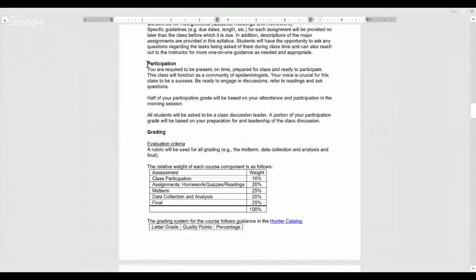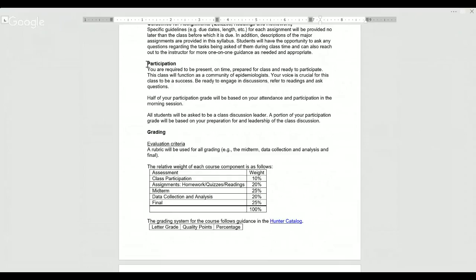In terms of participation, you are required to be present on time, prepared for class, and ready to participate. So this class is really going to function as a community. And in order for this to work, you have to be willing to participate, and you have to do the readings. So be ready to engage in discussions, refer to readings, and ask questions.